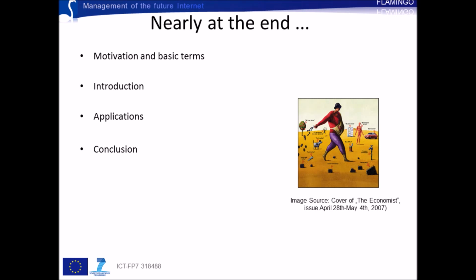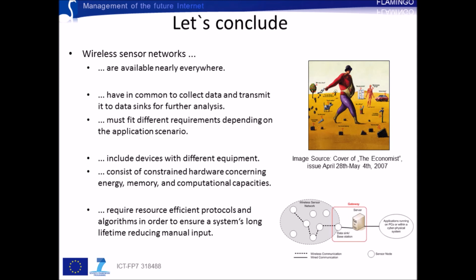Now we are finished with the applications and are nearly at the end. Let's conclude. Wireless sensor networks are available nearly everywhere. They have in common to collect data and transmit it to data sinks for further analysis. Wireless sensor networks must fit different requirements depending on the application scenario. So, being in your house, being outside at the glacier or near a volcano.